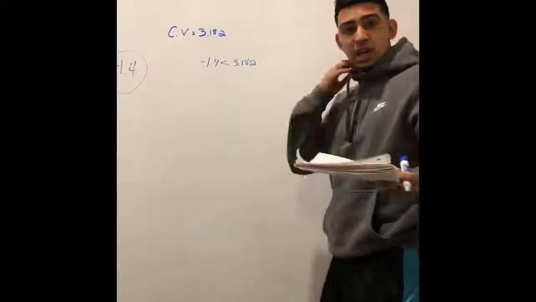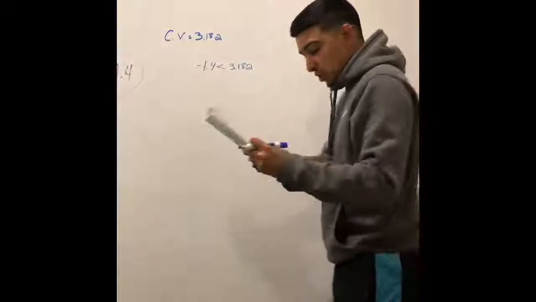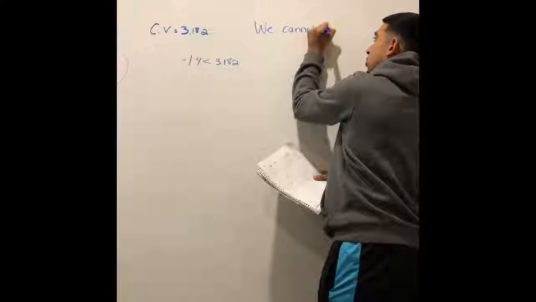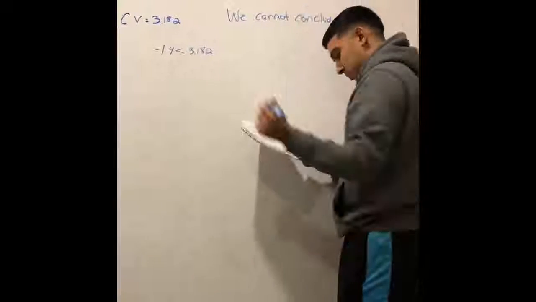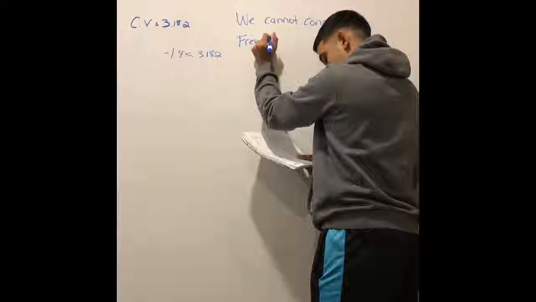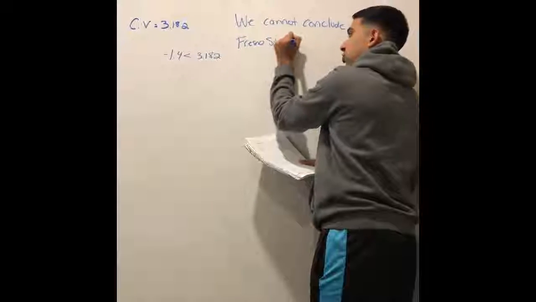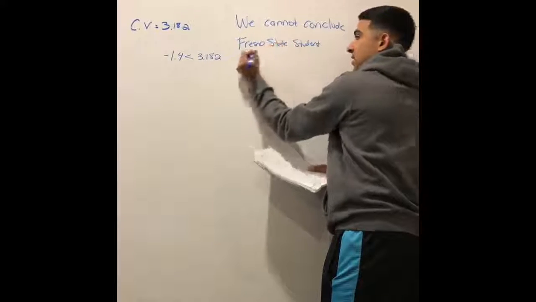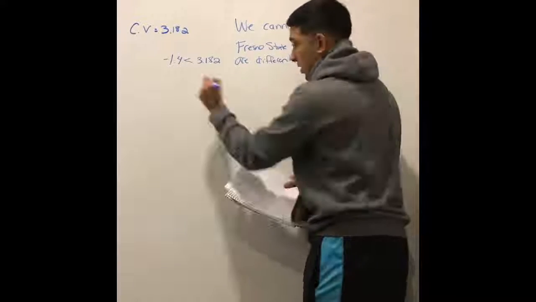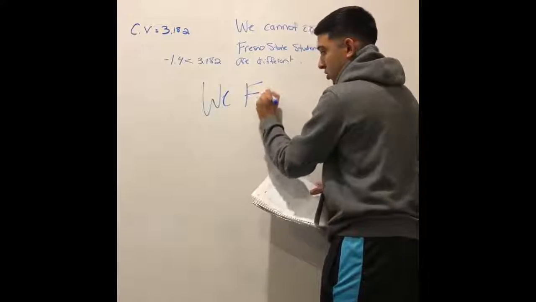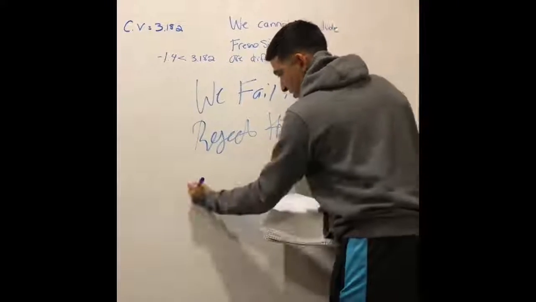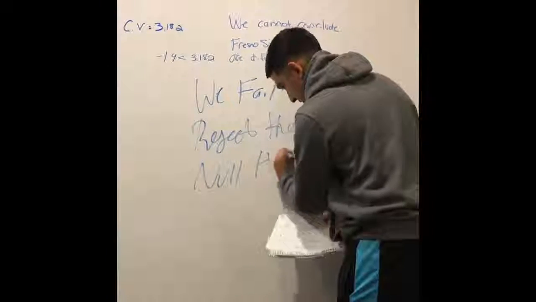So, do you know what that concludes, class? Jay, do you know what that concludes? That concludes that we cannot conclude Fresno State students are different. We fail to reject the null hypothesis.